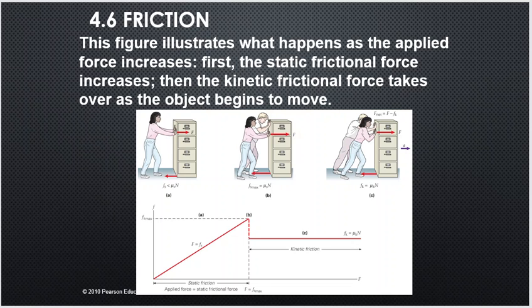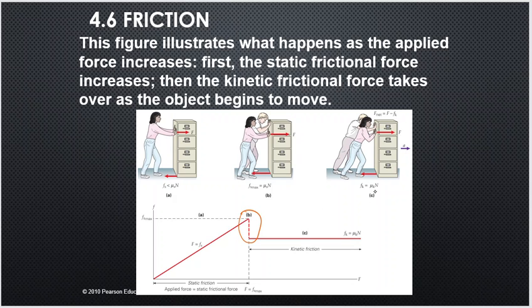This figure illustrates what happens as the applied force increases. First, the static frictional force increases, then the kinetic frictional force takes over as the object begins to move. On here we have a person pushing, but the static friction is equal to or greater than the force they're pushing with. The force starts to increase, and at some point, right about here, maybe a second person starts to push as well. The filing cabinet starts to slide. Once you get it past the maximum static frictional force and it's sliding, you'll see that the amount of force it takes will drop. That's what's happening right here. The amount of force is dropping.